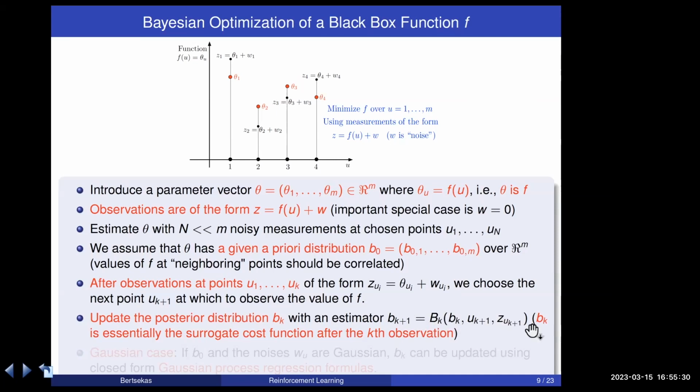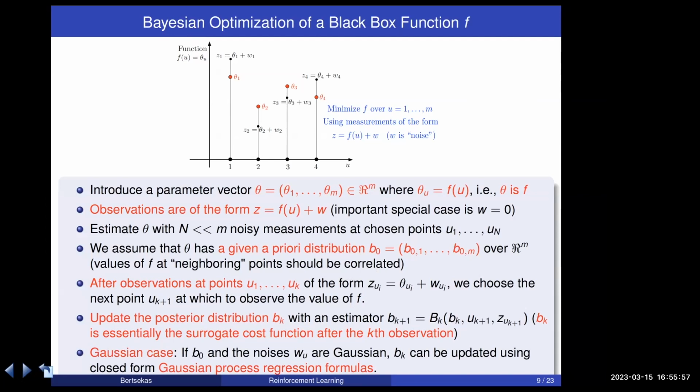And now this Bk is essentially the surrogate function. It's just a probability distribution of the values. It's a probabilistic surrogate function, and it is updated with each new measurement. Now, there's an important special case here, the Gaussian case, where B0, the prior, and the noises are Gaussian.